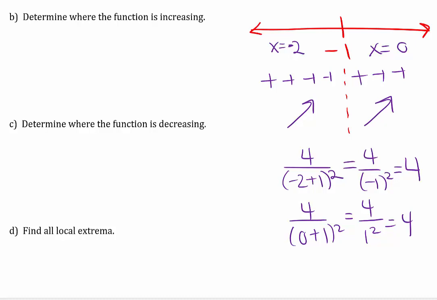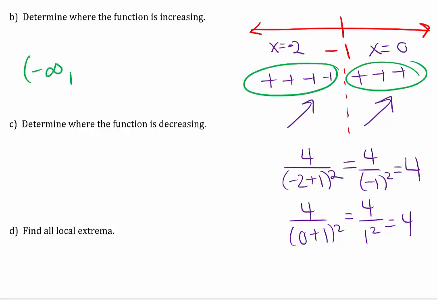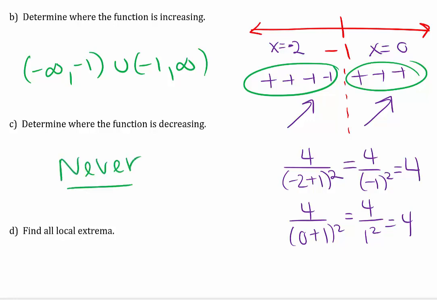Now, negative 1 is not in the domain, and so negative 1 is actually not a place where this thing is increasing. So when we write our answer in interval notation, it's negative infinity to negative 1 and negative 1 to infinity. We are not including the negative 1 as part of our answer. Where's the function decreasing? Well, it's never decreasing.